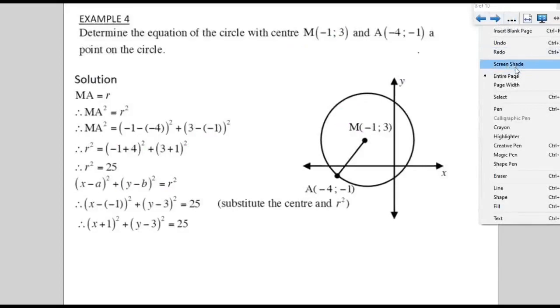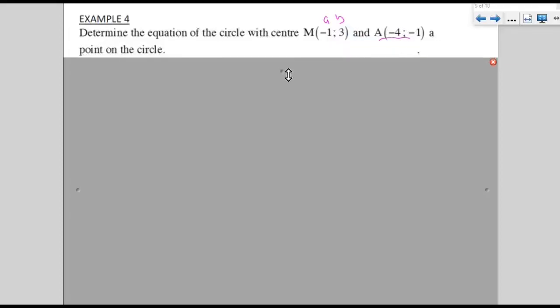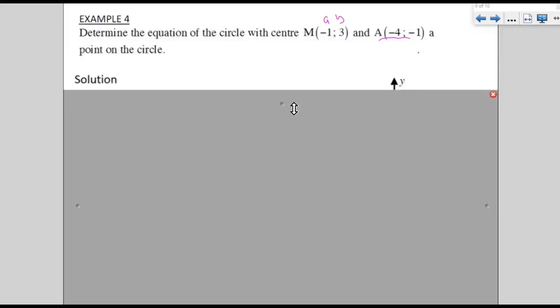Example number 4, we're moving on to a little bit challenging, typical question. So they gave you two things. They gave you the center, which is your A and B. So we learned from the last example how to rewrite and get that part. By now you know it's going to be x plus 1 all squared plus y minus 3 all squared. And you've got a point that lies on the circumference of the circle. So let's go through the method.